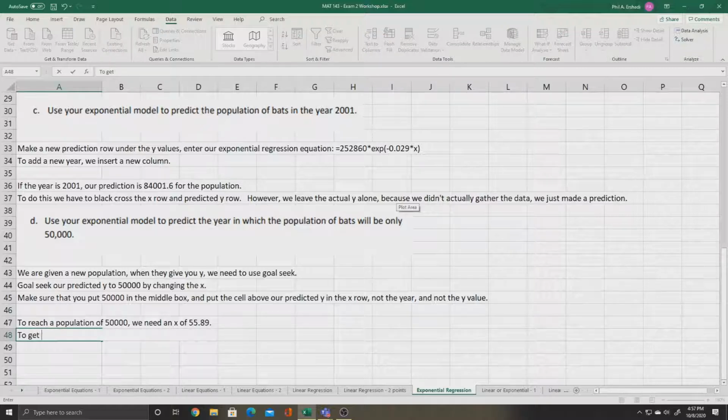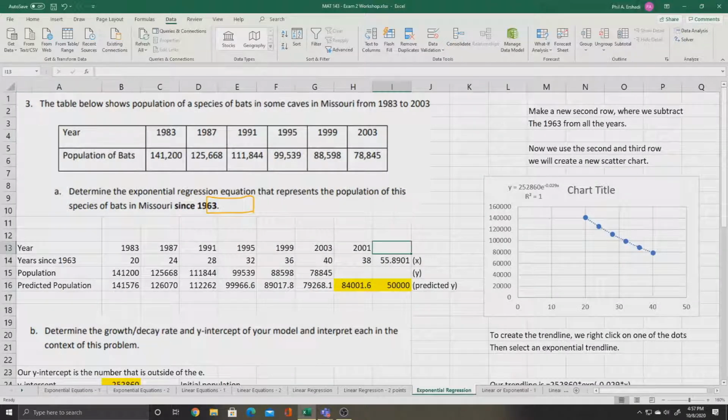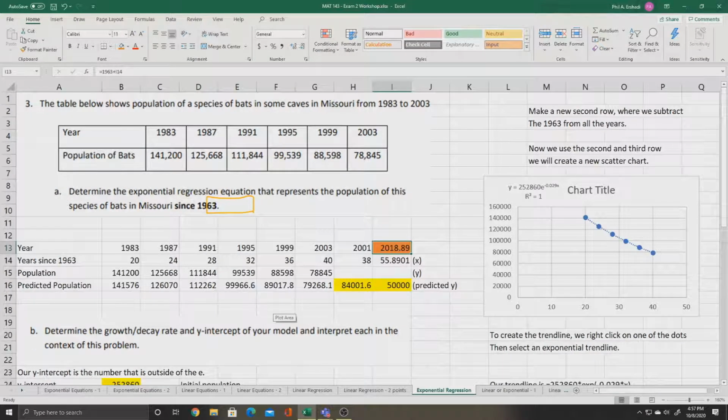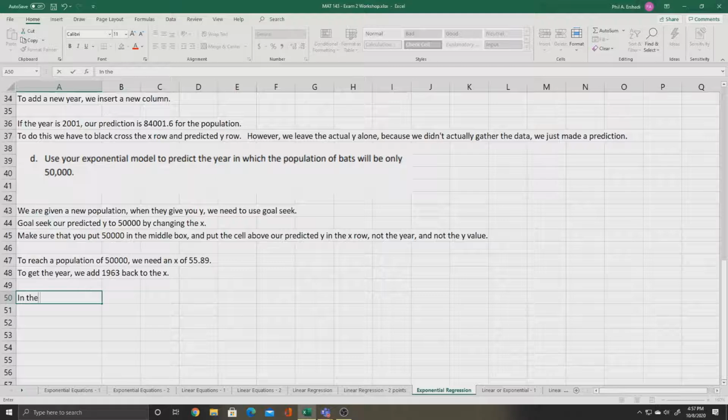Now, to get the year, we add 1963 back to the X. So we'll come up here. We'll say equals 1963 and add the X value that we found and press enter, and we get that our final answer is 2018. So that means in the year 2018, our population will reach 50,000.